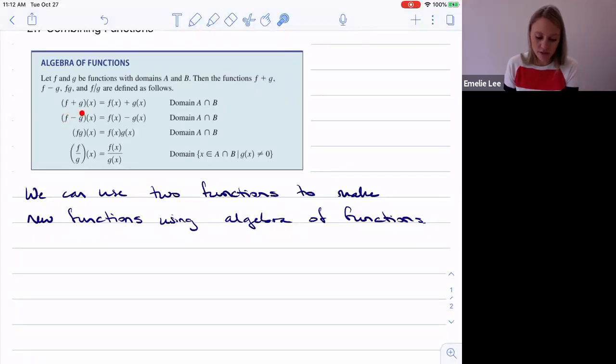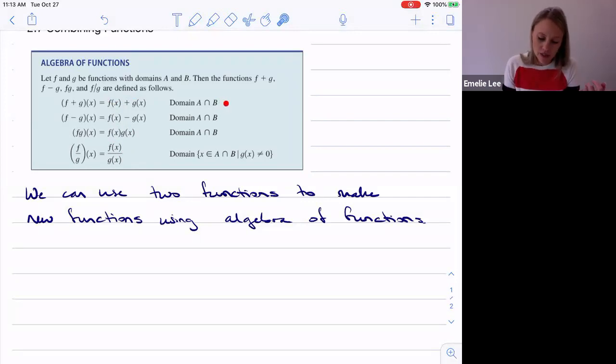So f plus g of x is just f of x plus g of x. F minus g of x. So notice that the new function name is f plus g or f minus g, f times g, f over g, and then of x, right? But what we can do is we can just write it out as f of x plus g of x, f of x minus g of x, f of x times g of x, f of x over g of x, right? So nothing too crazy, but notice that once we simplify these things, we will have new functions that we can work with.